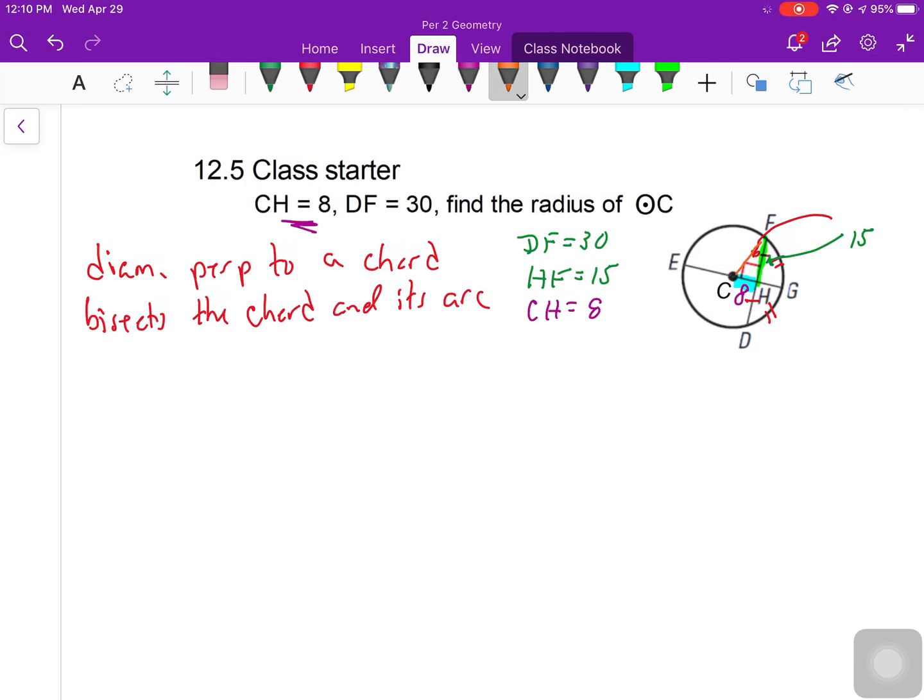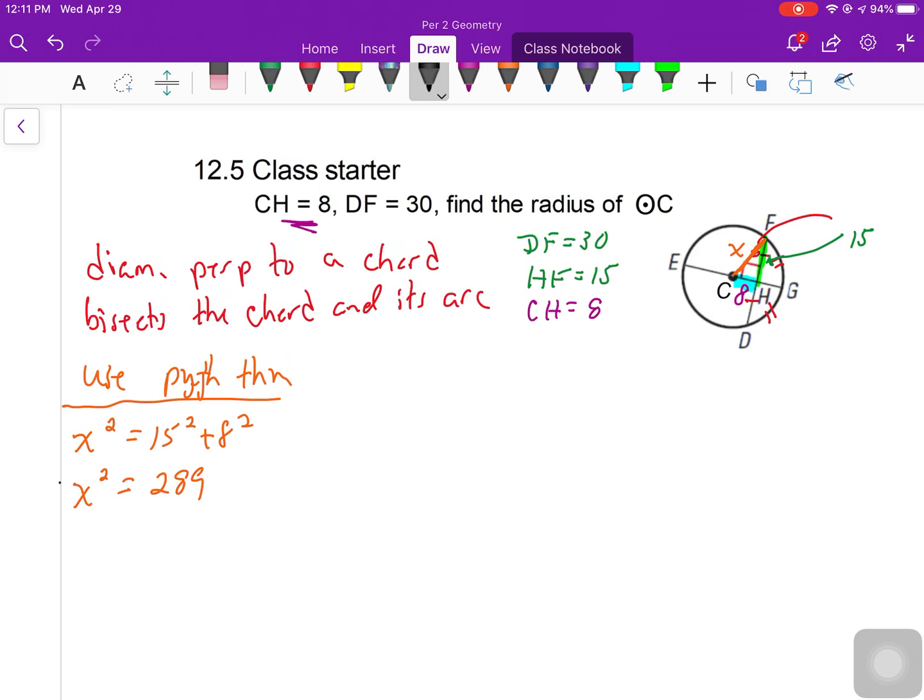If I then draw in a radius, from C to F, I have a right triangle. So we can use the Pythagorean theorem. We're looking for that radius. I'm going to call it x. So x squared would equal 15 squared plus 8 squared. Now, when we work out 15 squared plus 8 squared, we get 289.